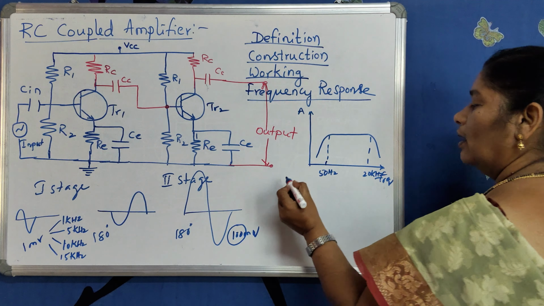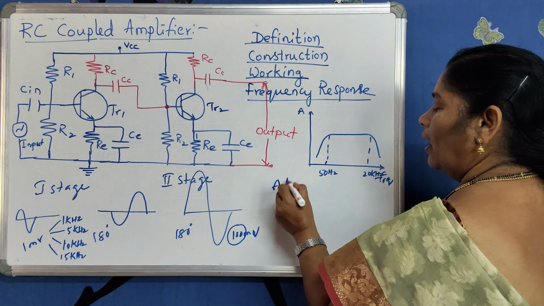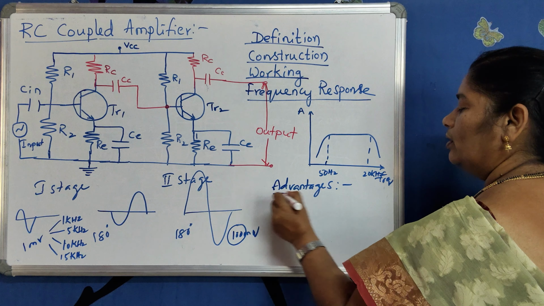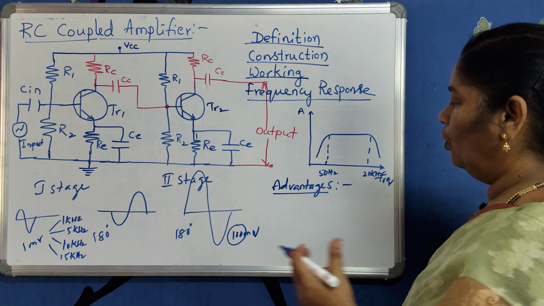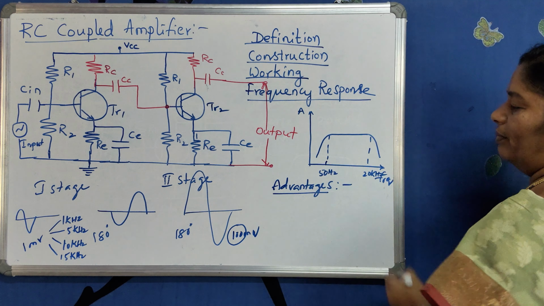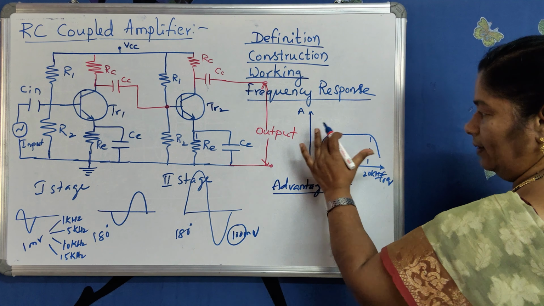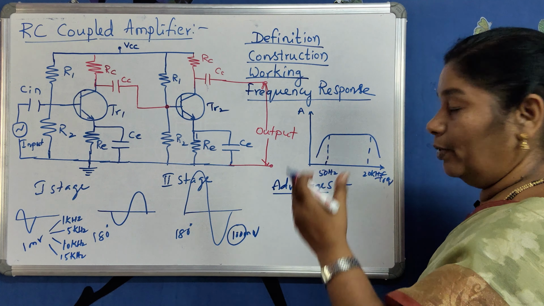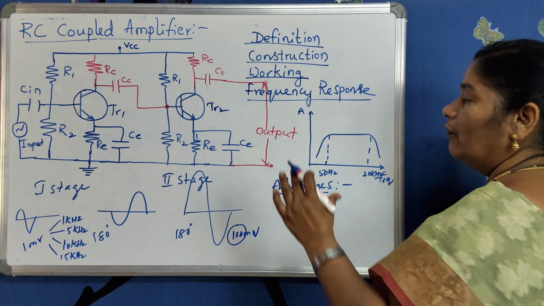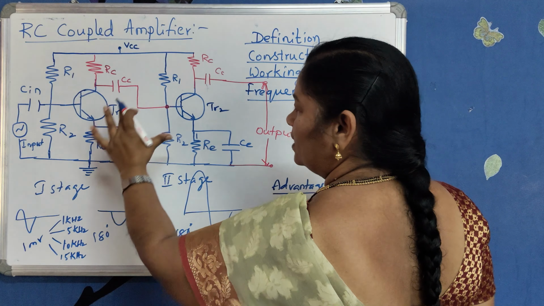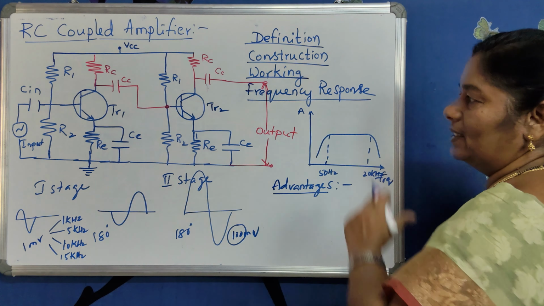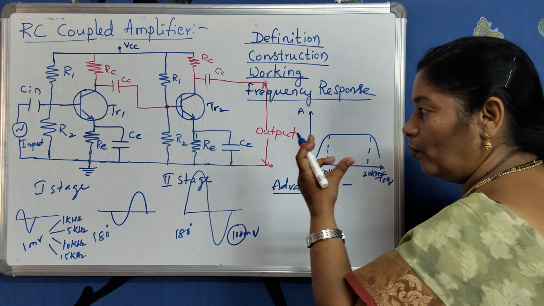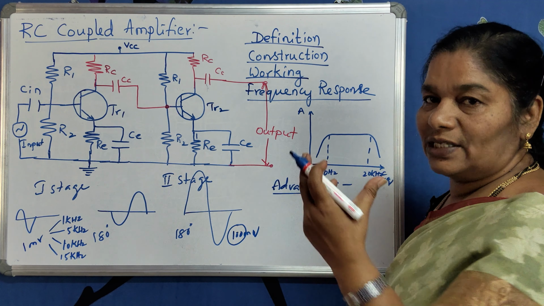Okay, then let us discuss the advantages of an RC coupled amplifier. What are the advantages? It has a very uniform gain. The gain is very flat and constant. That is the first and a very important point. And when you see the circuit, it is made of R and C only, which has very low cost and less weight.